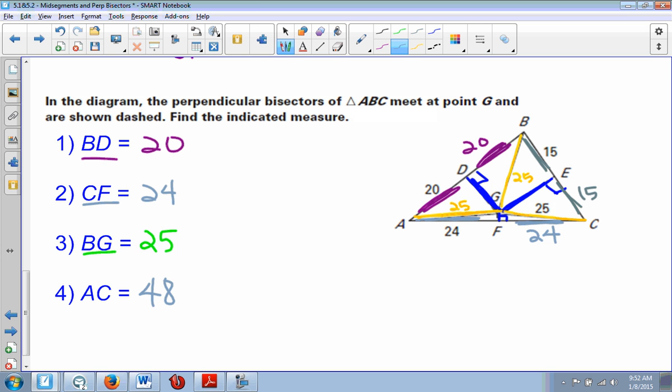So again, in a picture like that, it may be beneficial just to label every side length you have information about and then go to see what is it actually asking me to figure out the length of. Because most of the time, you will have already found the lengths you're being asked for.